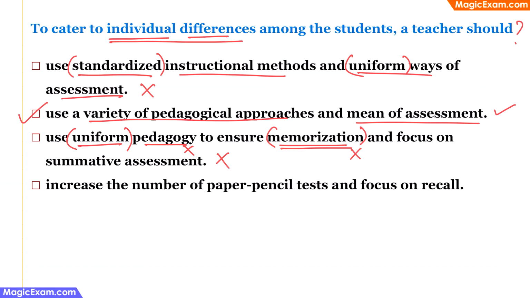Next, increase the number of paper pencil tests and focus on recall. So if you just increase the number of paper pencil tests, you are just increasing one type of test, right? So this will not work. And focus on recall. Recall is nothing but memorization or rote learning. This is also discouraged. Therefore, this statement is also wrong.